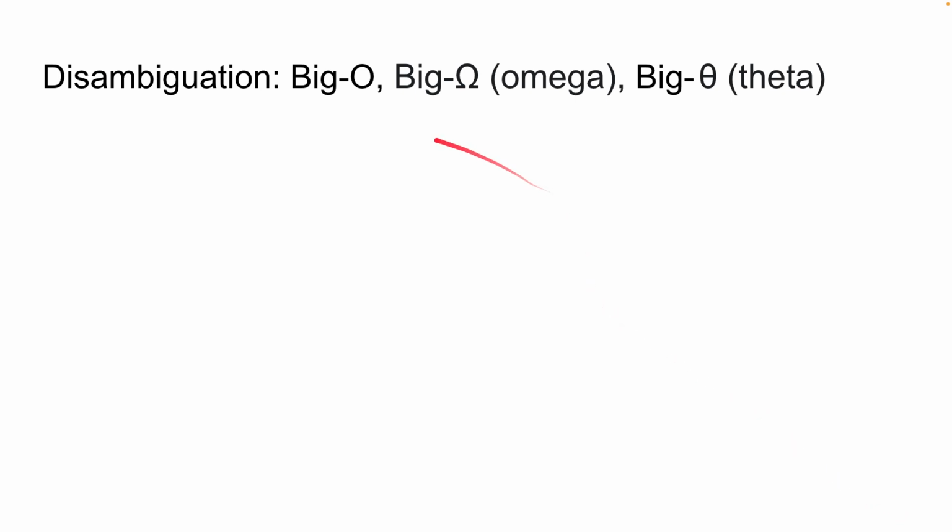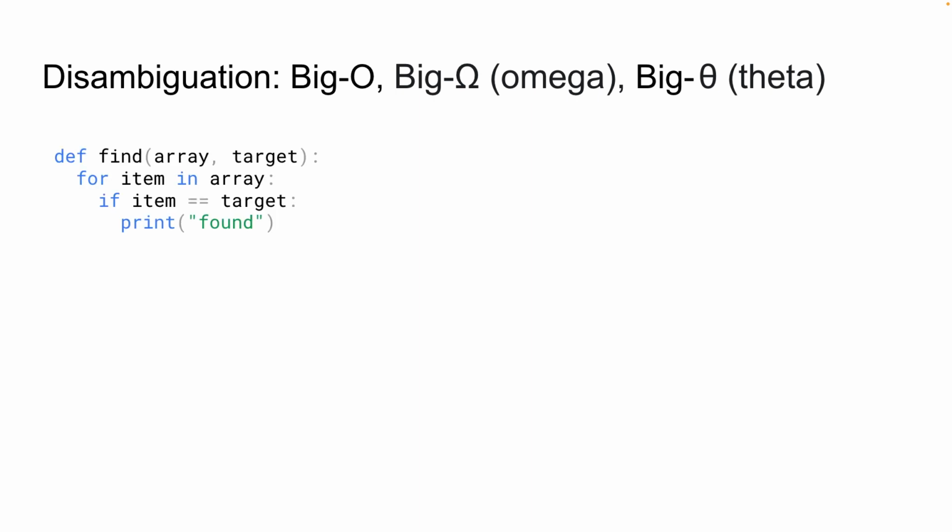The terms big theta and big omega are used in academia, but not so much in industry. You may come across them in school though, so let's go through the terminology. Again, we are searching for a target element in an array.